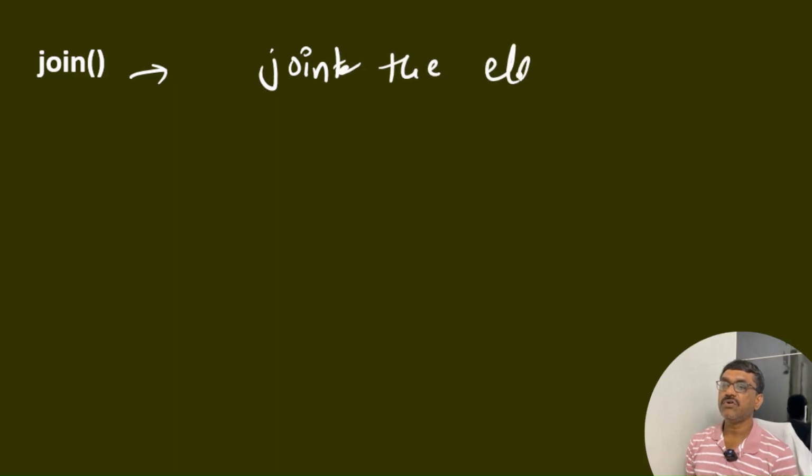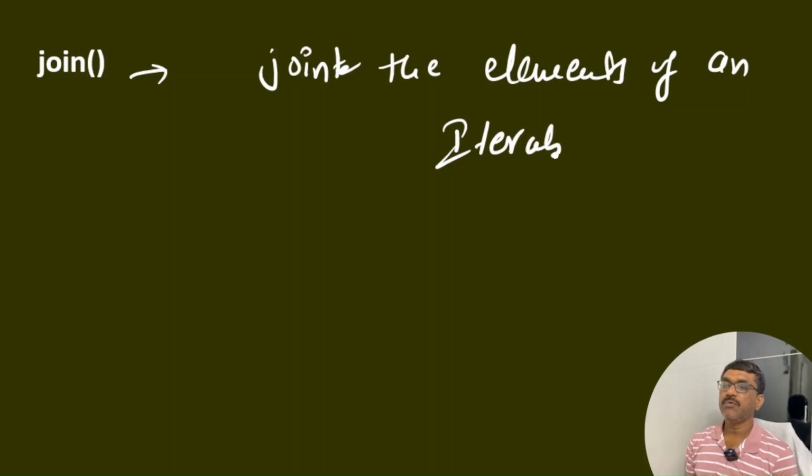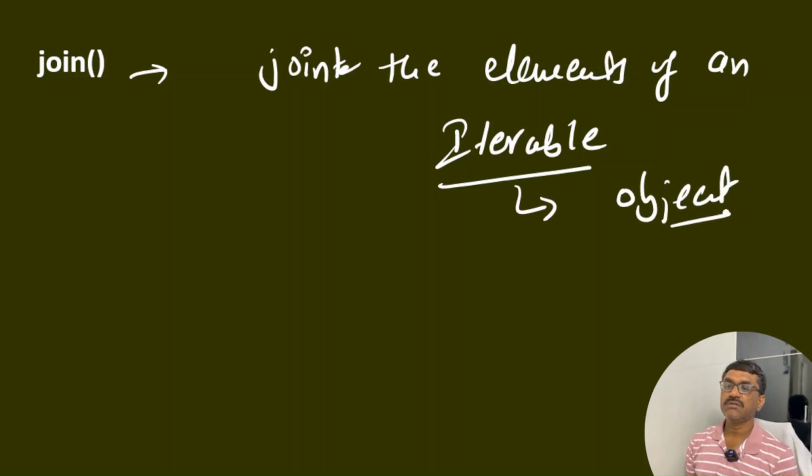Join the elements of an iterable. Important word I'm going to use here is iterable. What do you mean by an iterable? An iterable is nothing but any object which is going to return its members one at a time. Means it has the capability to return the elements one at a time.